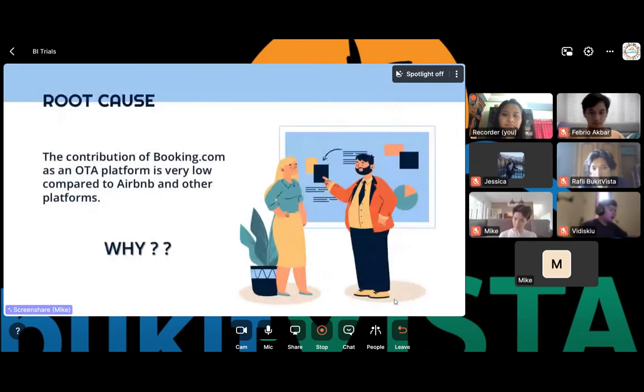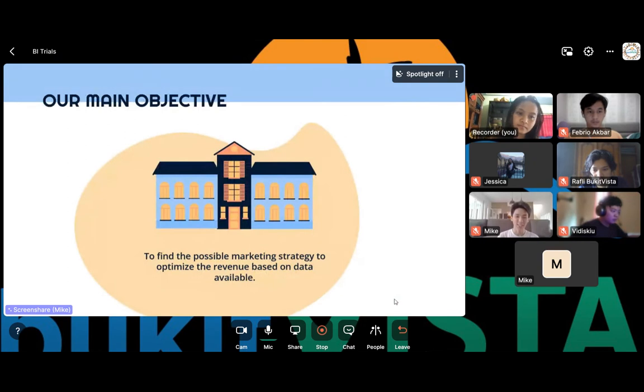First one, background. So the problem is that the contribution of Booking.com as an OTA platform is very low compared to Airbnb and other platforms. And why? The objective of this project is that we need to find the possible marketing strategy to optimize the revenue based on the data that's available.